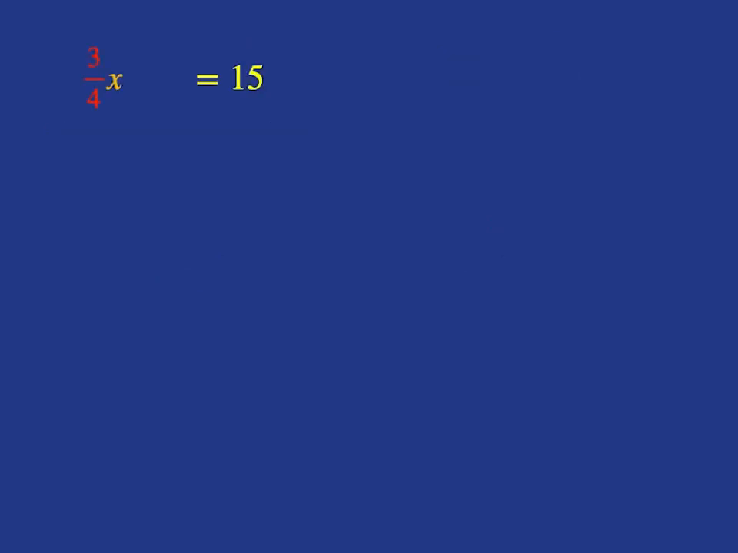Let's do one more example. If we've got 3/4 of x is equal to 15, and we want to solve for x, we now know that what we need to do to get x on its own is multiply by 4 over 3. And that will give us 1x, which is just x on the left, and then 15 multiplied by 4 over 3. Well, again, we can cancel the 3 with a 15 and get 5. And then 5 times 4 gives us 20.